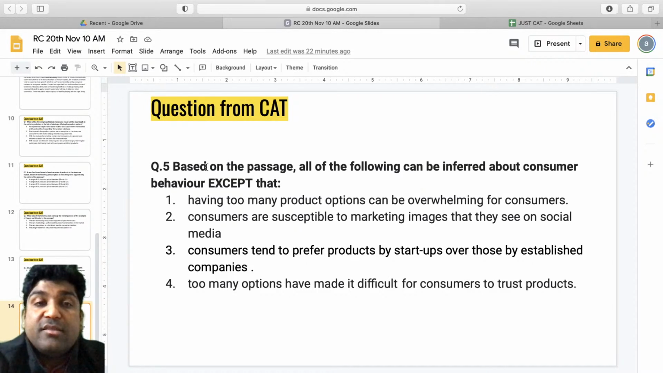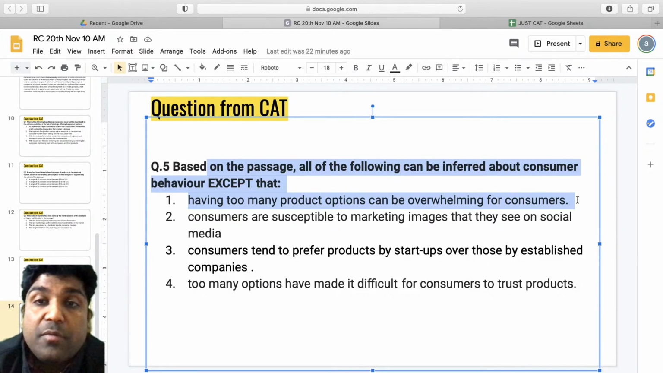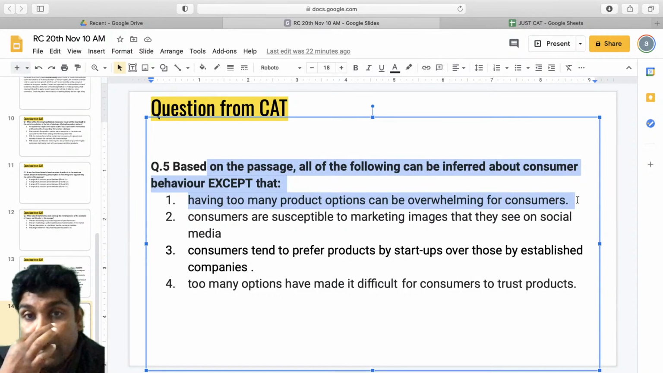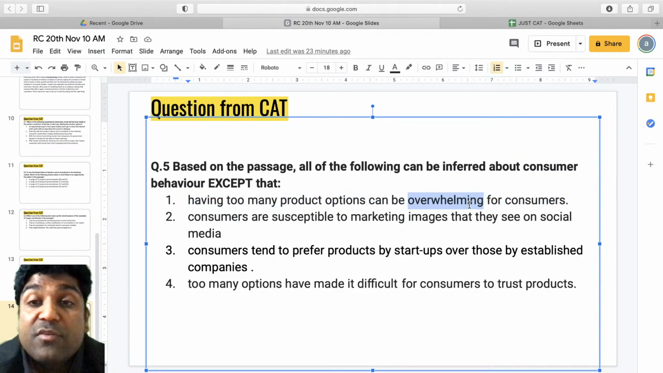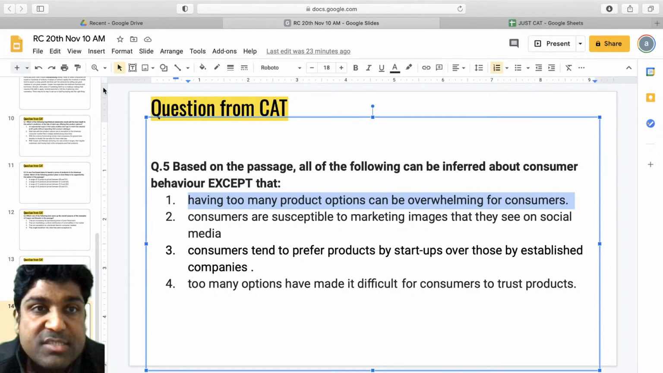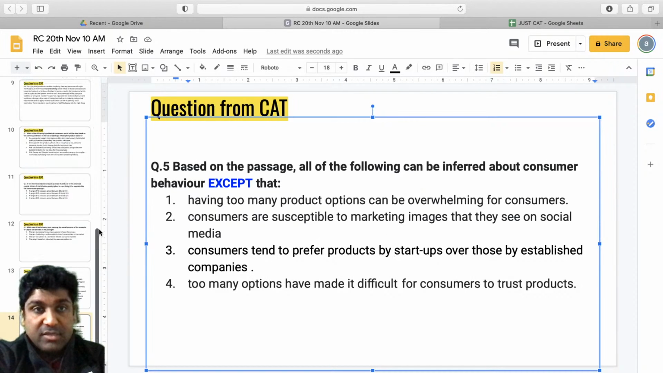Okay, this one I think we can solve, but still we can hold on, but we can still read it. I think it makes sense. Based on the passage, all of the following can be inferred about the consumer except that: having too many product options can be overwhelming for consumers. Why? Because it's said here. Okay, first they're saying that can be inferred about the consumer except, so they are saying that something which has not been said. I also sort of got confused by this. Okay, let's read the other two paragraphs, then come back here.